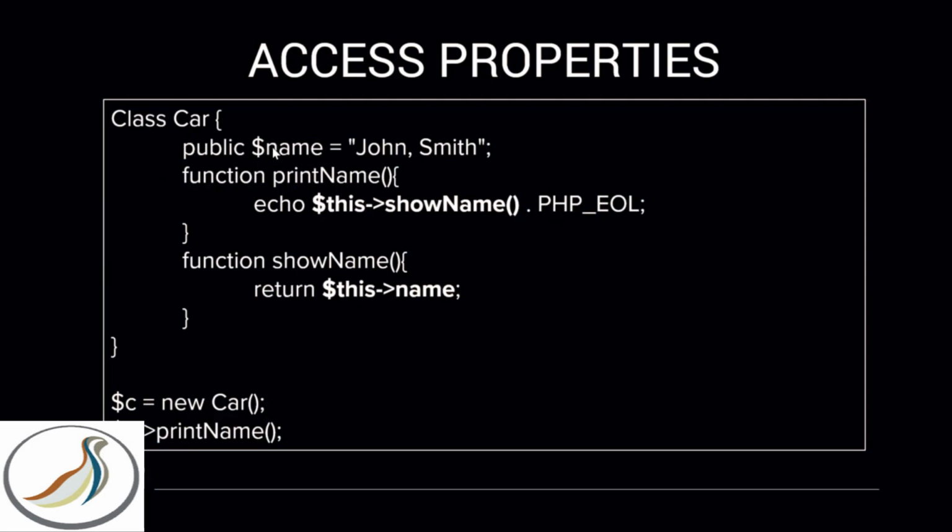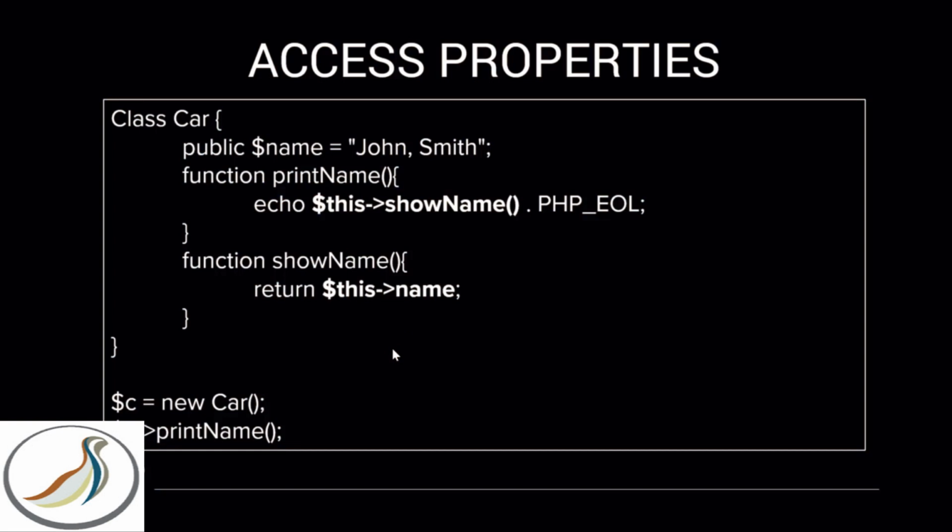So you have a car class, you have a name which is pre-assigned to a value. Then you have a function called print name, you have a method called show name. The print name method can access show name, and show name can access the property of that class, and all this happens via this $this keyword. So once you say $this keyword, you can start accessing the method of that class, or you can also access the property of that class. So if you have $C is equal to new car and you say print name, the print name will call show name, the show name will access the name value.